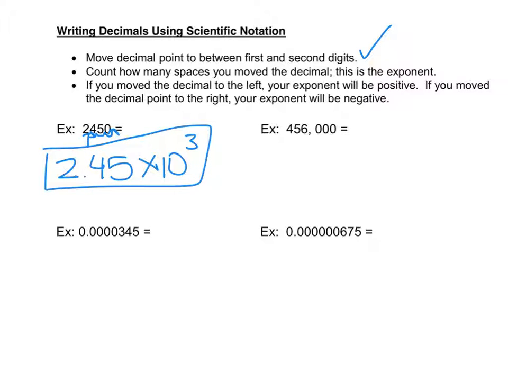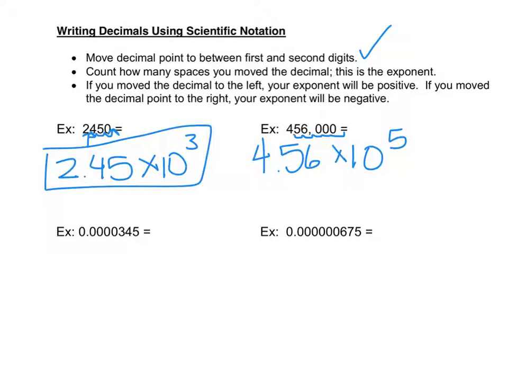For the next one, we have 4.56. I'm going to put my decimal point between the first and the second digits. Times 10. Always, always, always times 10. And now, if I move the decimal point back to its original spot, I need to move it 1, 2, 3, 4, 5 places to the right, so my exponent's going to be positive 5. And that would be my answer in scientific notation, 4.56 times 10 to the 5th power.